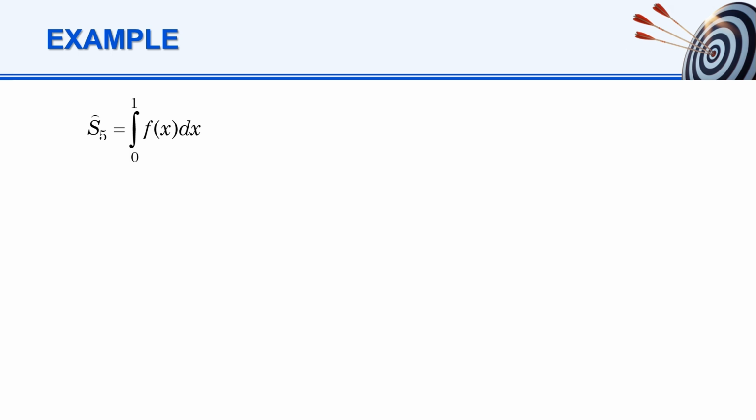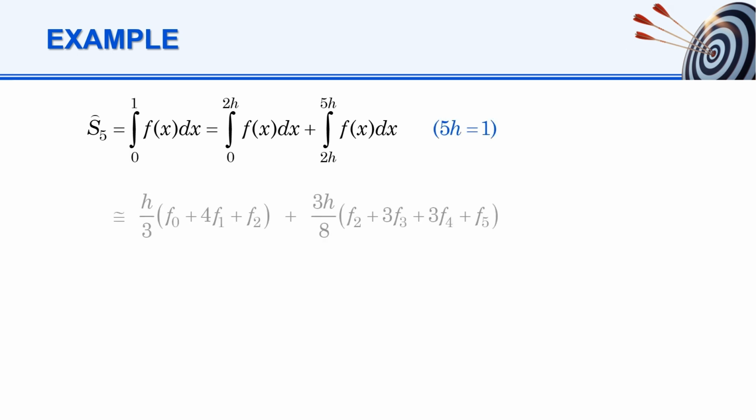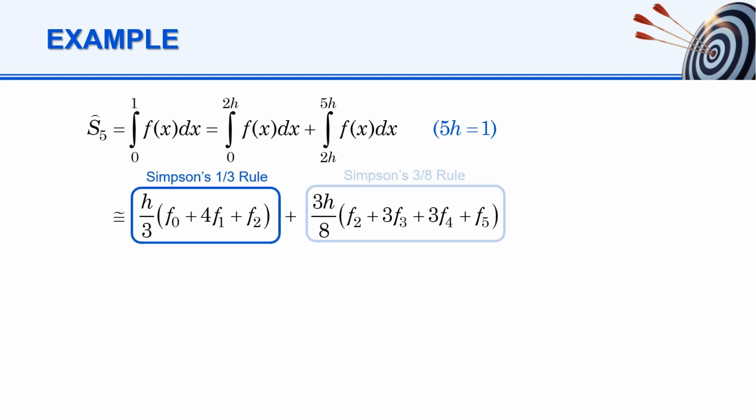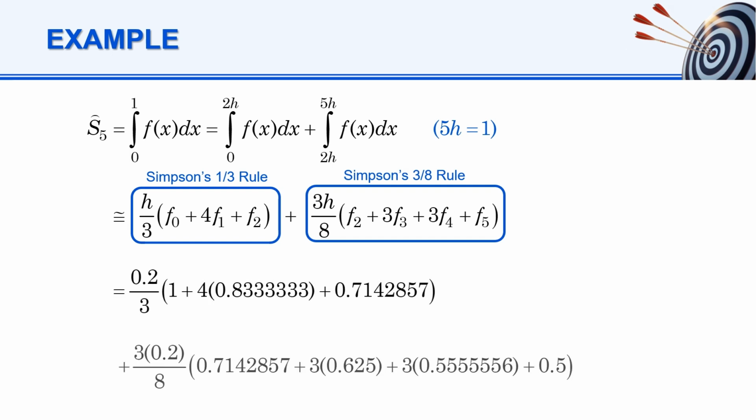However, if we have a discrete dataset consisting of an odd number of panels, then the Simpson's 3/8 rule can be applied to the last 3 panels, while the 1/3 rule is for the rest. Now, to carry out the numerical integration in this way, we will apply the Simpson's 1/3 rule to the first 2 panels and the 3/8 rule to the last 3 panels. Here, h is the panel width. Performing calculations, we find 0.6932044.